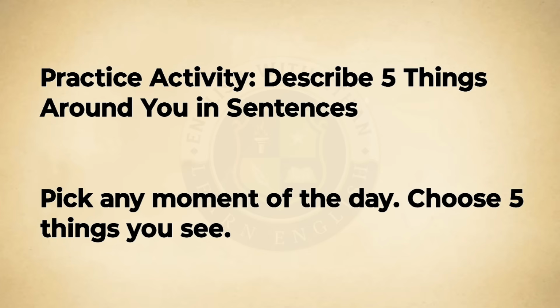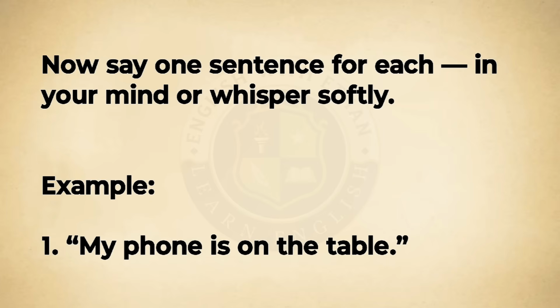Practice activity. Describe 5 things around you in sentences. Pick any moment of the day. Choose 5 things you see. Now say 1 sentence for each, in your mind or whisper softly. Example. 1. My phone is on the table.